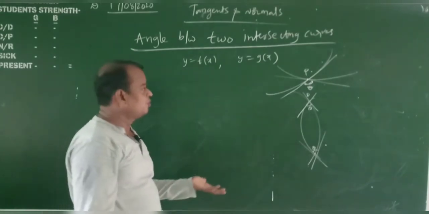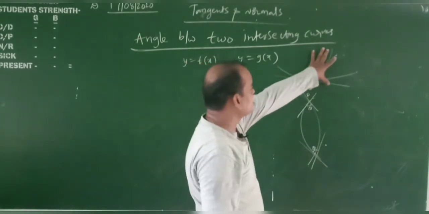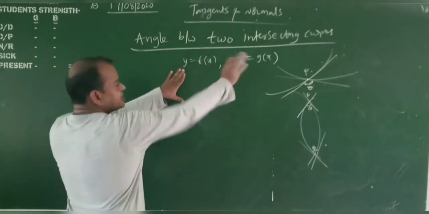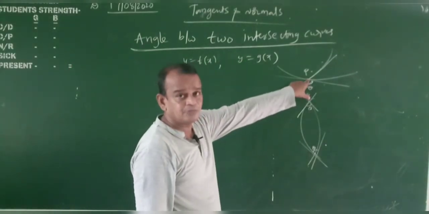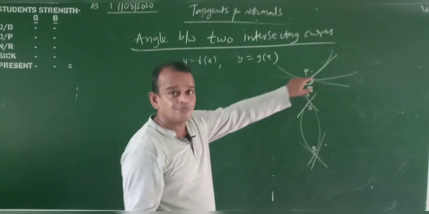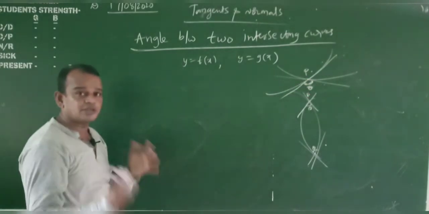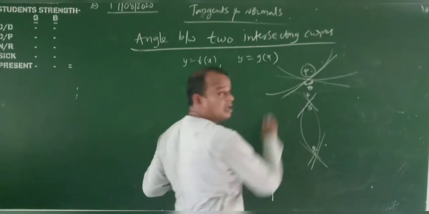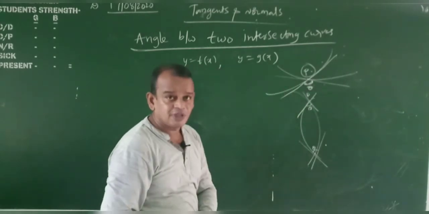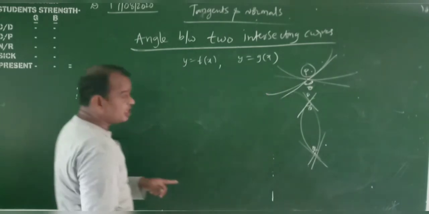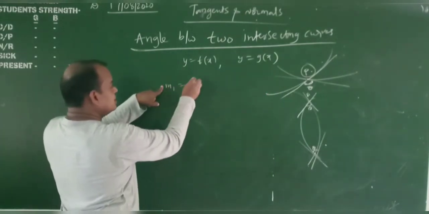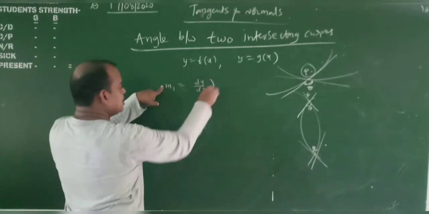How to do it? The first curve is given, the second curve is given. Find the point of intersection first. What is the working rule? First we find the point of intersection of those two curves, means we will find P. First step, we will find P. At this point, the slope of the tangent M1 is equal to dy by dx at P.